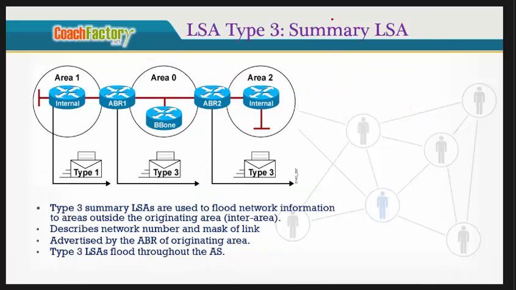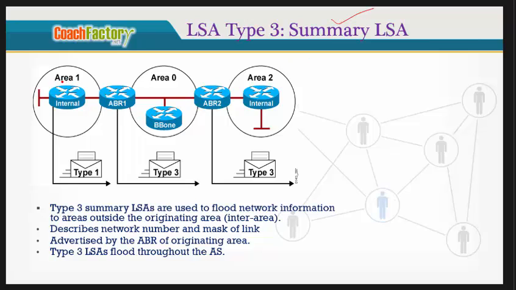LSA type 3, which is known as the summary LSA. So till now we discussed LSA type 1 and type 2, which work between the routers but will not cross their area boundary. So how will area 0 and area 2 have information about area 1 routers? That's why we have LSA type 3, which is known as the summary LSA.